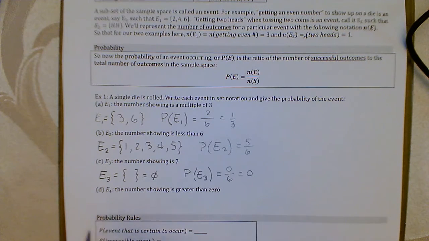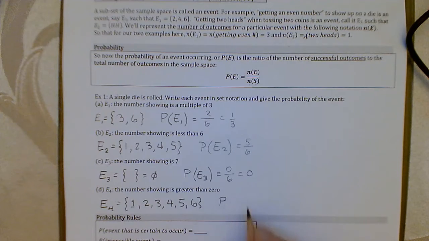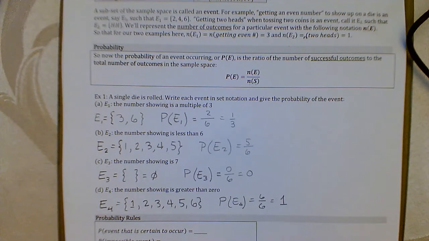All right, so event 4, the number on the die shows a number greater than 0. Well, that's simply the whole entire sample space. Every outcome would satisfy that. So the probability of event 4 happening is 6 over 6, or 1. There's no way this can't happen. It has to happen. It's a certainty to occur, so it's a 1.